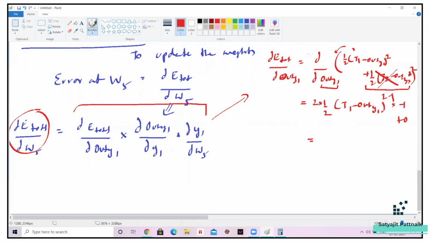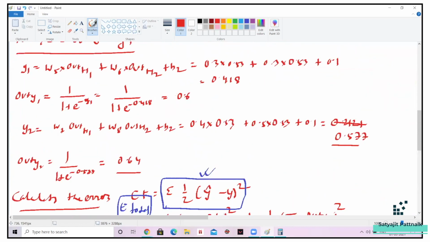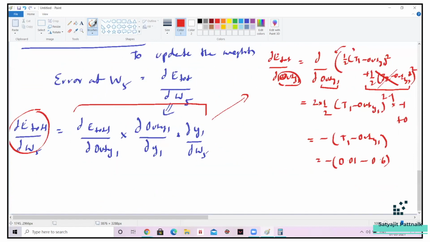Okay, just try to understand with respect to x, because only when you write down output of y1 instead of x, then you will understand what is the formula. So if it cancels down, minus of T1 minus output of y1 is nothing but, what is T1? We know that it is 0.01 minus 0.6. If I remember, output of y1 was 0.6. So what is this value? This is 0.59. So this first thing we got, 0.59.